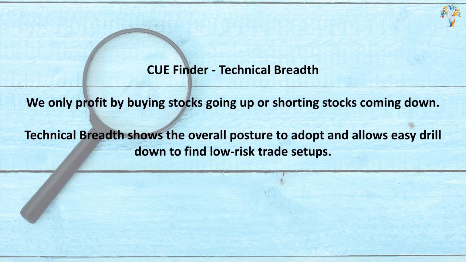The fifth and last dimension of our market level analysis is technical breadth using QFinder. Most of our trades are directional trades. For such trades, we profit by buying stocks going up or shorting stocks coming down. Technical breadth helps by showing the overall posture to adopt, bullish or bearish, and allows easy drill down to find low-risk trade candidates in that direction.